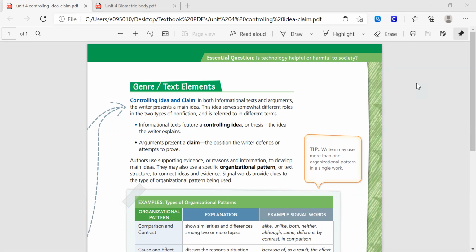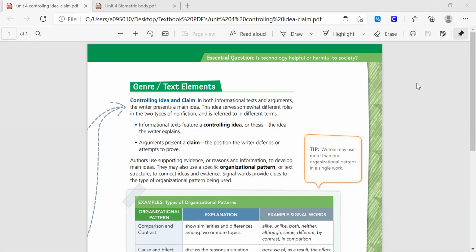Genre and text elements, the controlling idea, and the claim. So in both informational texts and arguments, the writer presents a main idea. This idea serves somewhat different roles in the two types of nonfiction and is referred to in two different terms. Informational texts feature a controlling idea or a thesis, the idea that the writer explains. So controlling idea goes with informational texts, and it's a thesis, an idea that the writer explains.